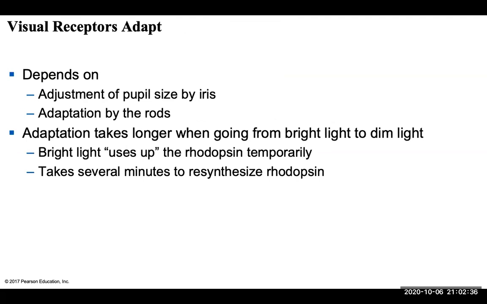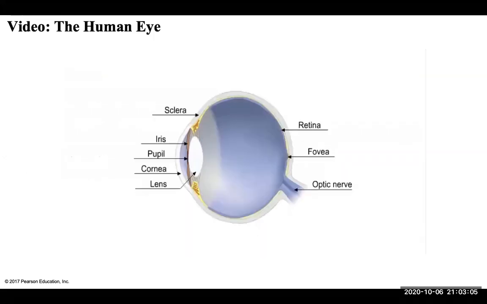And visual receptors can adapt, and this will depend on adjustment of the pupil size and adaptation by the rods. Adaptation takes longer when going from bright light to dim light. Bright light uses up the rhodopsin temporarily, and it takes several minutes to resynthesize rhodopsin. So this is why when you walk into a dimly lit room, it takes about 20 minutes for your eyes to adjust and to be able to see in that dimly lit room.